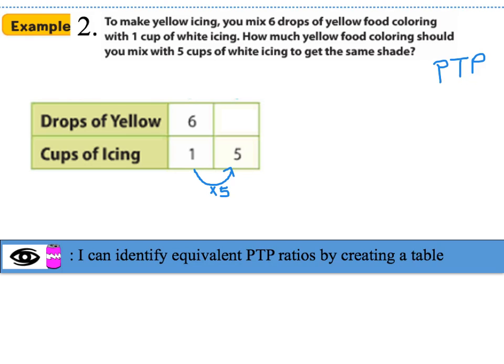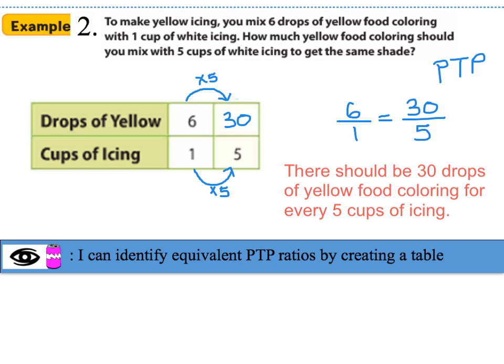And then I'm going to do that same exact thing to the top. So 6 times 5 would be 30. So I know that the ratio 6 over 1 is the same exact thing as 30 over 5. 6 over 1 is just the reduced form. So to answer the question of how much yellow food coloring I would need to mix with 5 cups of white icing to get the same shade, there should be 30 drops of yellow food coloring for every 5 cups of icing.